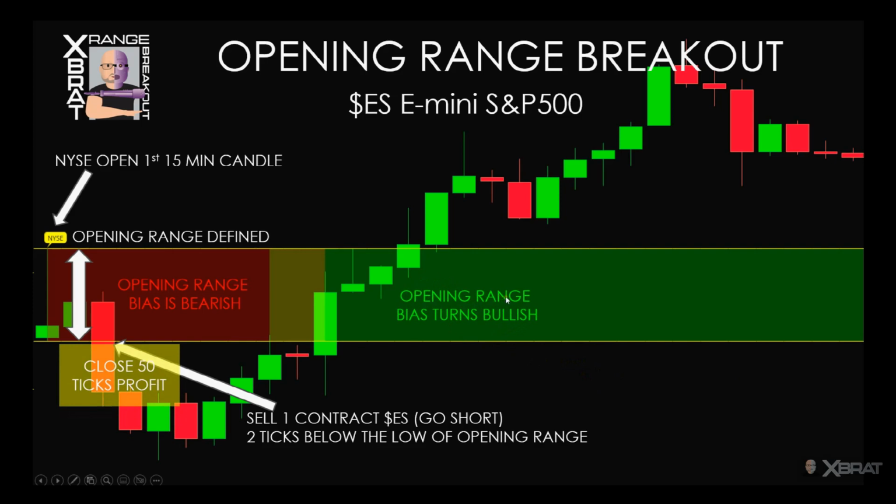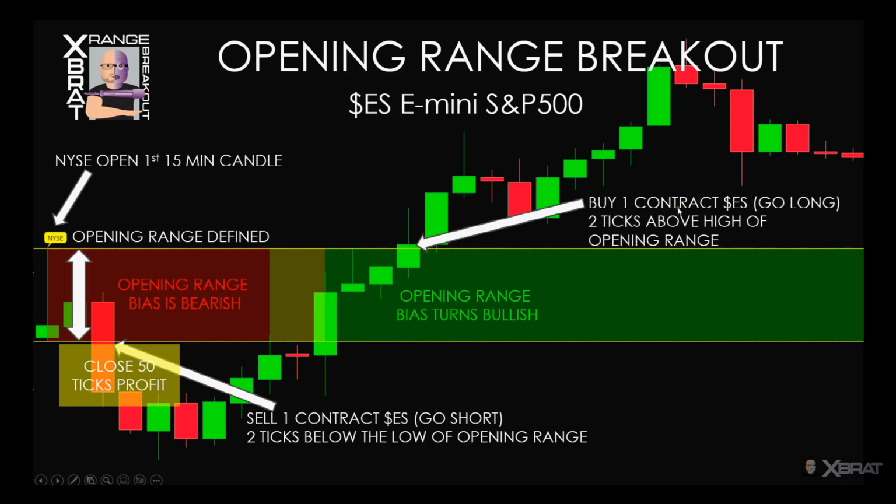Then the opening range that we've already defined turns bullish. The bias turns bullish. It starts to turn green. The price action starts to come back through this opening range. So then we can buy one contract ES. We can go long 2 ticks above the high of the opening range, because we've come down, we've taken the short, and the price action is coming back up. We've gone neutral with the bias yellow here, but all of a sudden it's turned green on this candle close. Then we get a couple more candles and we break out of the high of that range and we go long. Again, don't be greedy.